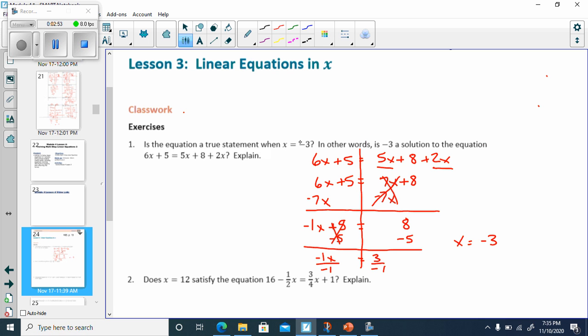Okay? What did we ask whether or not it was the answer? Is the solution -3? Yes, it is. How do I know that? I've solved it for x, and x is equal to -3. Okay?